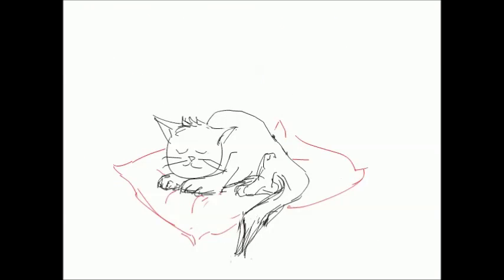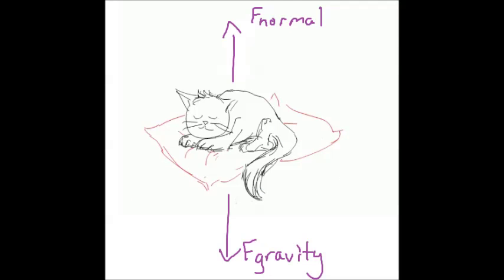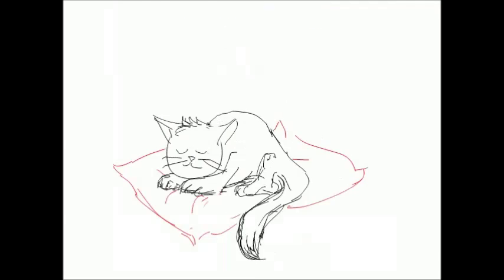Take this cat, for example. There are no horizontal forces acting on this cat. Vertically, gravity is pulling the cat down towards the center of the Earth. It is counteracted by normal force, which is the force that is exerted on an object resting on a surface to support its weight. The forces on this cat are balanced, which means the net force is 0. This cat will not move unless another force is introduced.